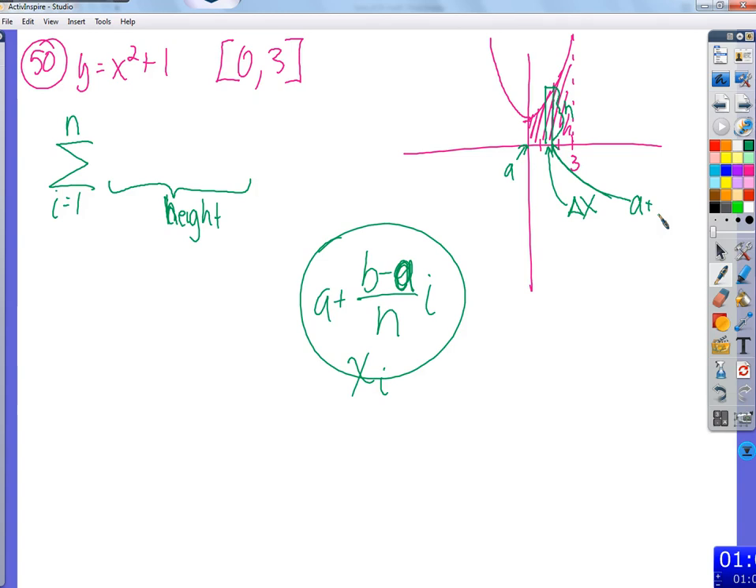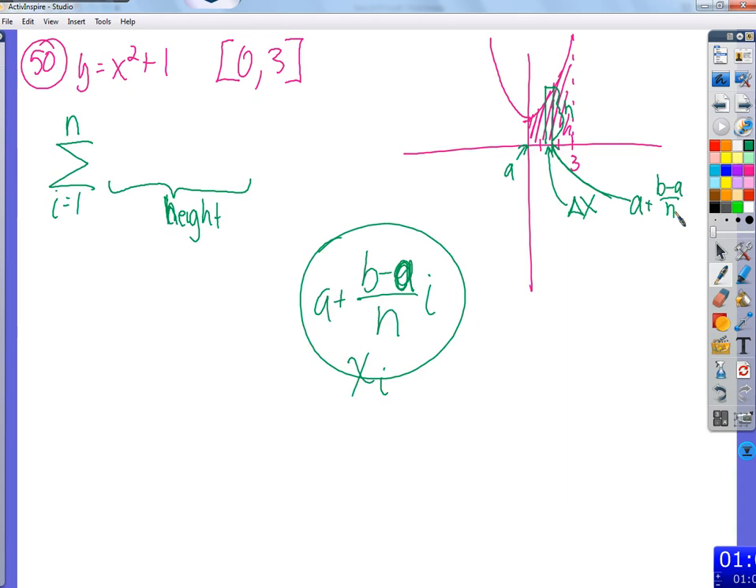Okay? So what does this mean? B minus A. What's B? The right side of the whole space. A is the left side of the space, which we said. So if you do B minus A, what does that give us? The whole width of the whole space, yes, exactly. And what's n? The number of total rectangles. So if we take the width and divide it by the number of rectangles that we're going to use, and we squeeze it into that width, what does that give us? The width of one rectangle.